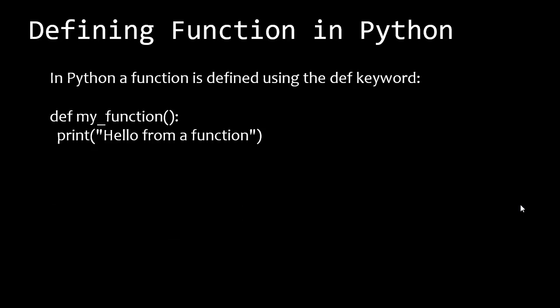In Python, a function is defined by using the def, D-E-F keyword, all lowercase. And as you can see here, a little example of one. Def my_function, and then open paren, close paren. Note the colon and note the indentation once again, okay? Print hello from a function. Everything that's within that function is indented. Hopefully you're getting the idea now that that's how Python works.